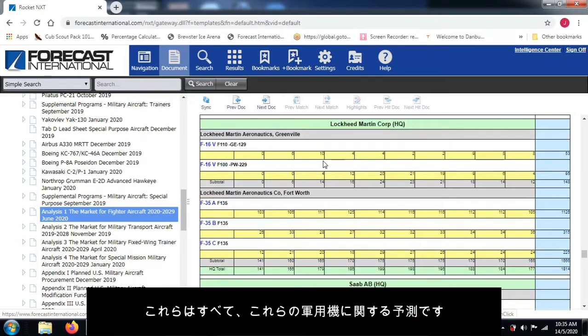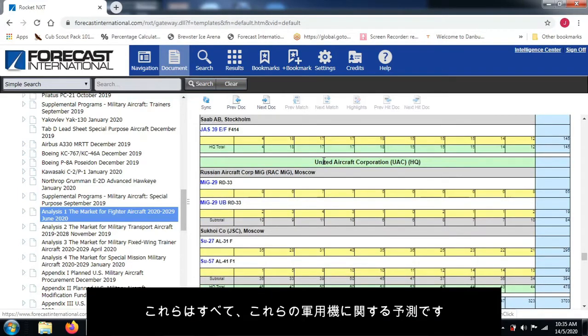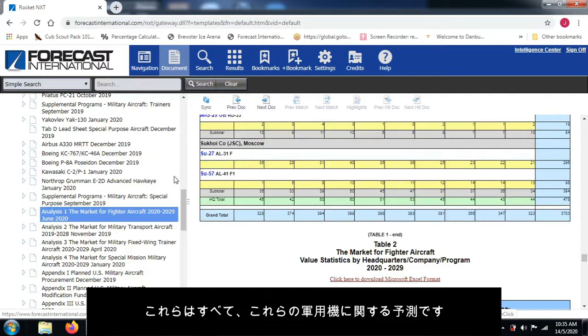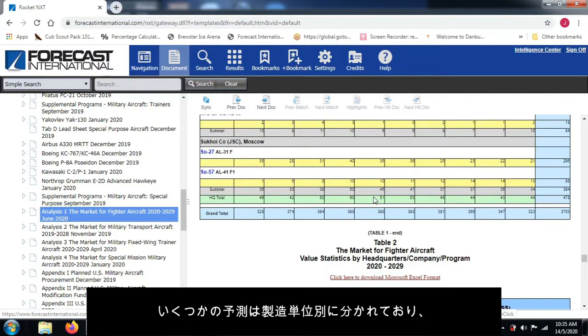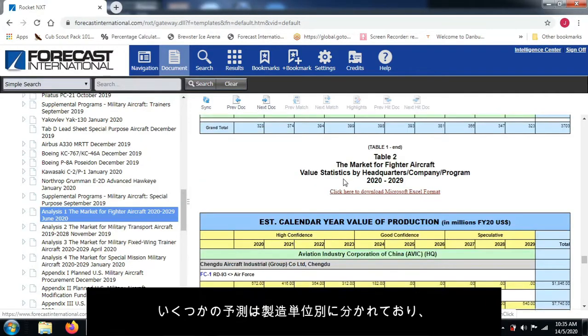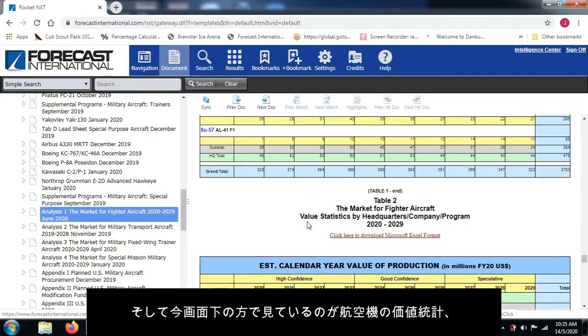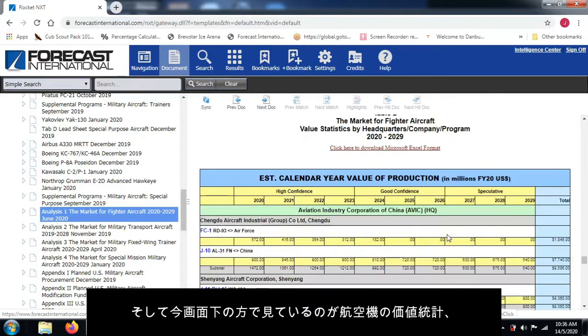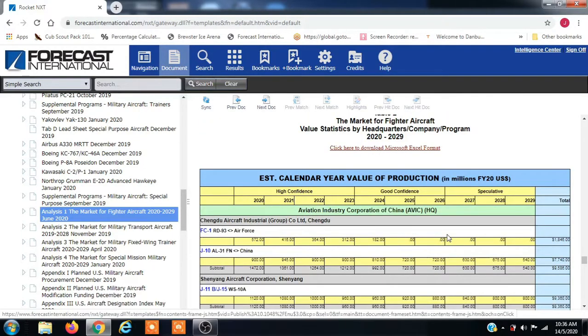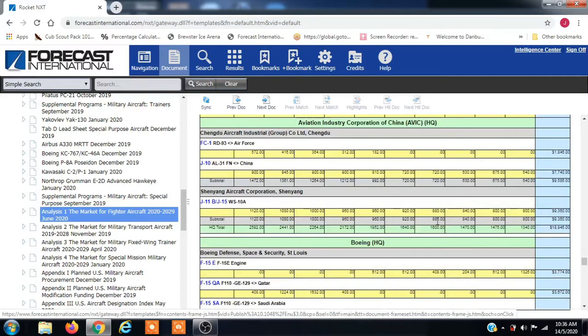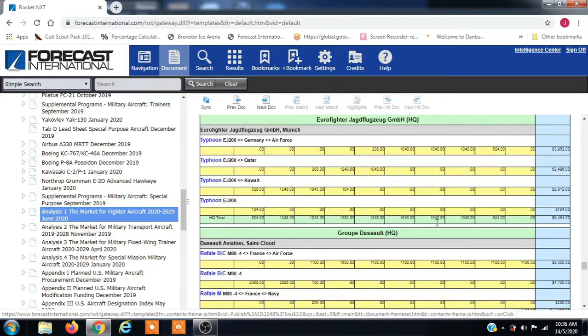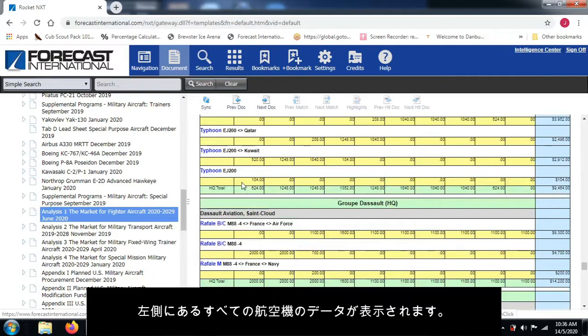These are all forecasts for all of these aircraft that are included in the military aircraft forecast. Some of these forecasts are broken into unit production forecasts. This particular one that we're looking at here, underneath here, this is the value statistics, so that's the market value of all of the different aircraft, which we can see on the left.